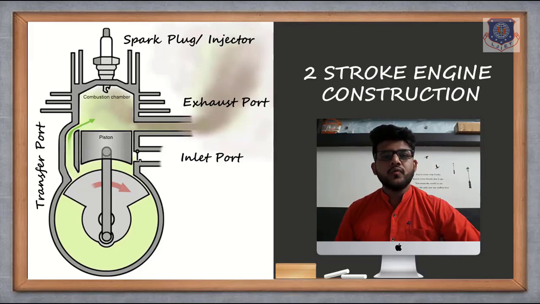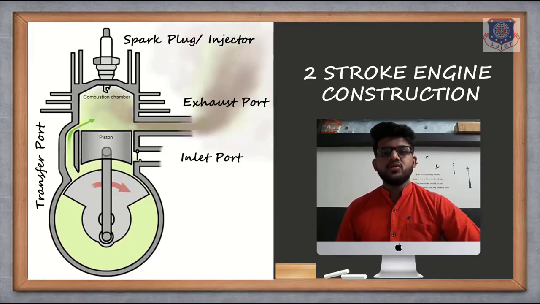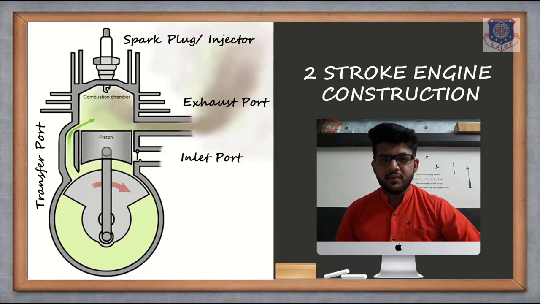So which are these ports? There are actually three ports. First one is inlet port, second one is transfer port, and third one is exhaust port. Fine. And if this two-stroke engine is a petrol engine, then it will have a spark plug. If this two-stroke engine is a diesel engine, then it will have an injector. Fine. So let's see how it works. I will show you the simple working by this simple animation.